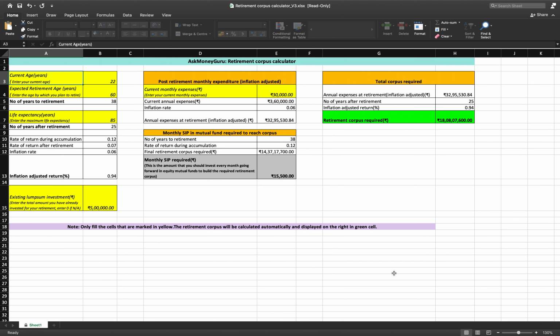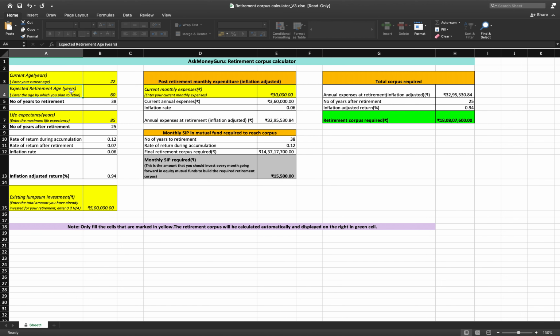So let's now get into how to use this calculator. I think it is pretty simple, and it is already mentioned in good detail here. Let's still go over all these terms one by one and see what they mean. To start with, the current age: as the name says, you have to enter your current age in years here in the right hand cell.